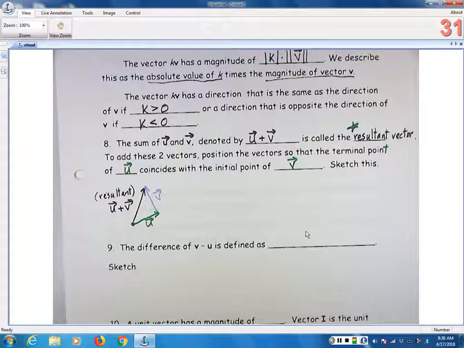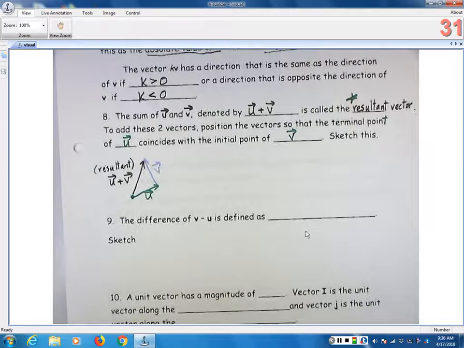We can also do it by just, if we have the vectors written in terms of i and j, which we'll get to, you can just add the x parts of the vectors together and the y parts together.